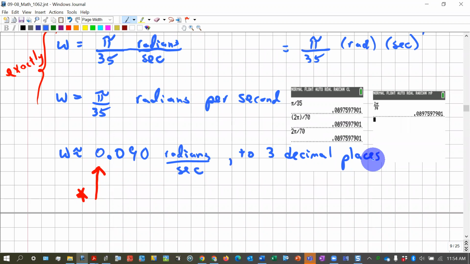If the directions say round to 3 decimal places, then your answer has to have exactly 3 decimal places. So it would be incorrect to write 0.09 radians per second if I asked for 3 decimal places. Yes, that 8 would still round up to a 9, but I need to have that 3rd decimal place.